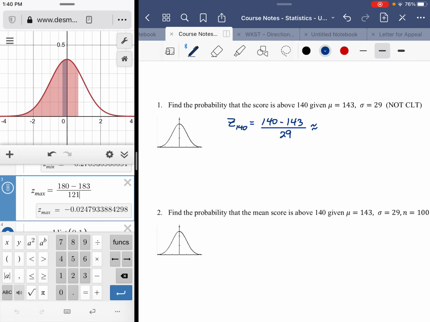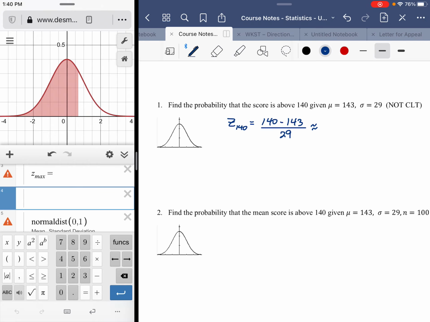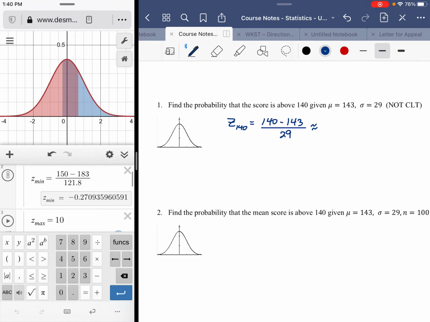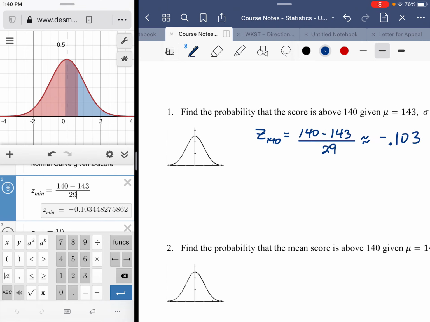All right, so for the Z max, that's going to be something big. I'll put it in as like 10, whatever. It doesn't make a difference at this point. We can adjust the slider as we go. But 140, 143, oops, too many threes. And we're looking at about negative 0.103. All right, so that's going to be a smidge to the left of the vertical axis. Make it look more like a smidge, and we're looking at area to the right of that.